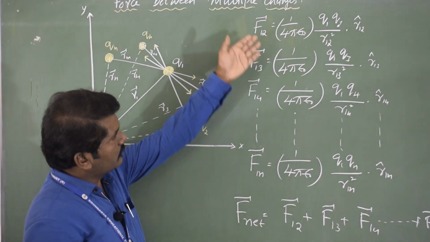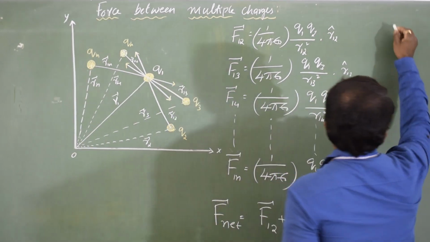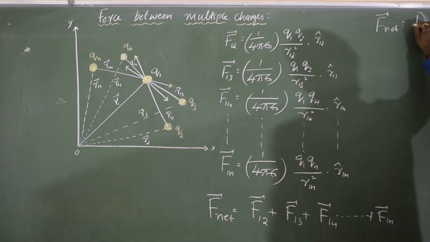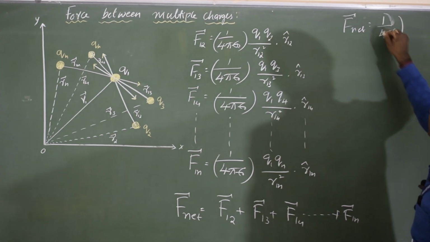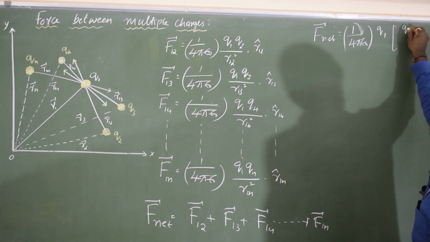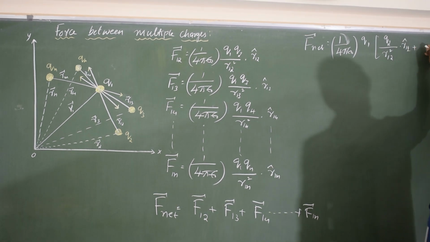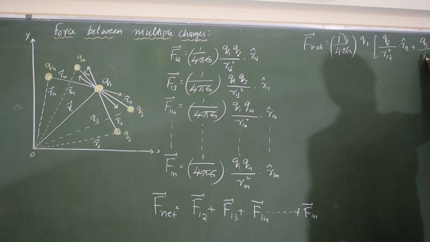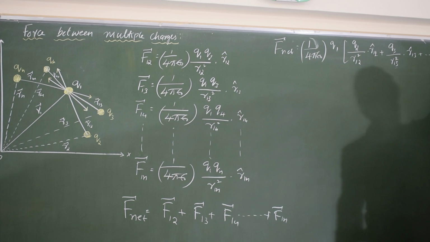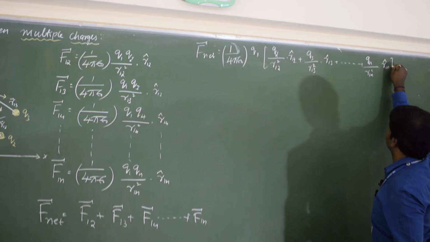If we substitute all the values of F12, F13, F14 and F1n, then the expression will be Fnet is equal to, I'll take 1 by 4 pi epsilon naught as a common factor in all the equations, Q1 as a common factor, and the remaining will be Q2 divided by R12 square into R12 cap plus Q3 divided by R13 square into R13 cap and so on up to Qn divided by R1n square into R1n cap.